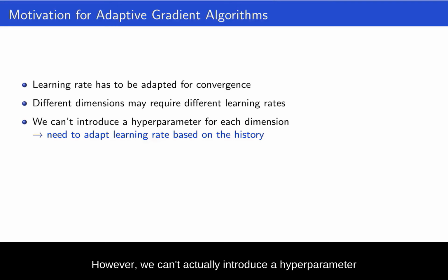However, we can't actually introduce a hyperparameter for every dimension that's the learning rate for that particular dimension. So we can't have a learning rate hyperparameter for every parameter in the neural network that we're optimizing. That would be ludicrous. If we have something like 30 million parameters, then we would end up with 30 million hyperparameters that we need to somehow optimize. So rather, what we would like to do is to adapt these learning rates based on the history of the gradient.